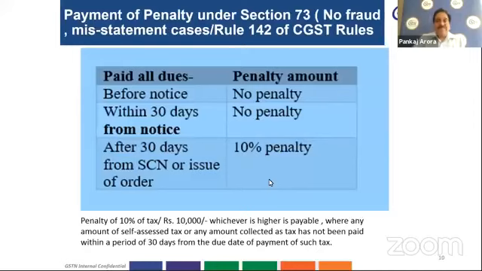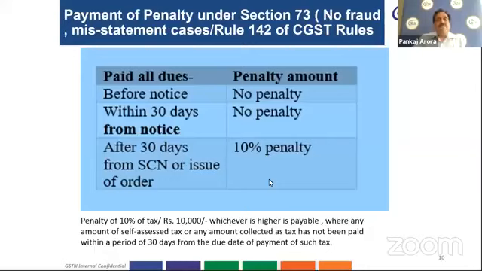For the benefit of viewers, I have prepared a chart showing what penalty amount is to be paid and when not to be paid. For payment under section 73, where there is no fraud or misstatement, as per rule 142 sub rule 2 of the CGST Rules, if the amount along with interest is paid before notice, then no penalty is payable. If the amount is paid within 30 days after issue of notice, even then no penalty is payable if the demand is under section 73.